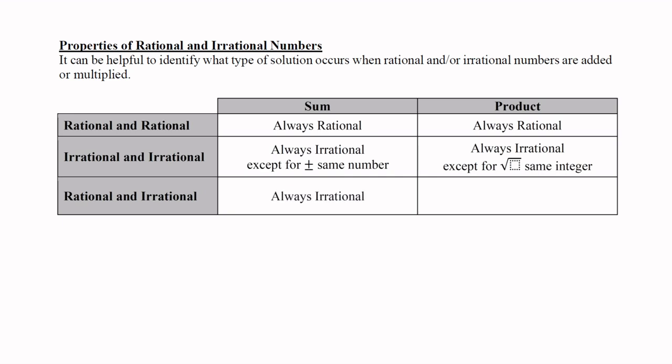If you take pi, which is 3.1415 going on forever, and you add 3 to it, then you're just going to end up with 6.1415 going on forever. It's still going to be irrational. Okay?